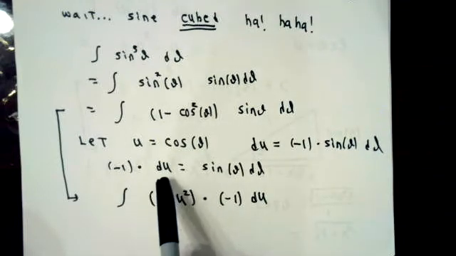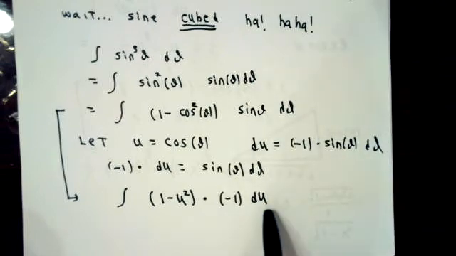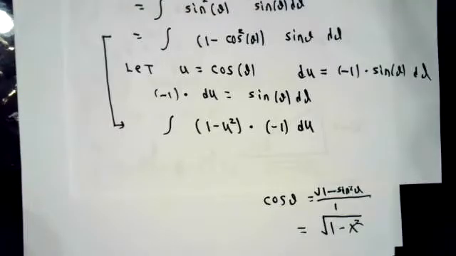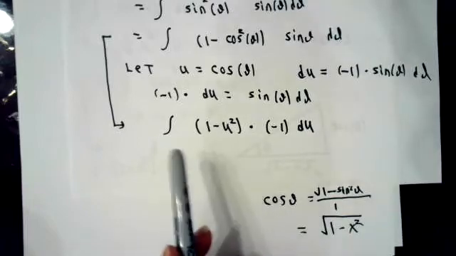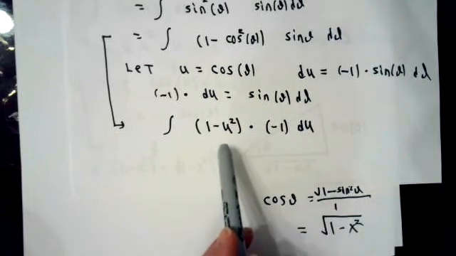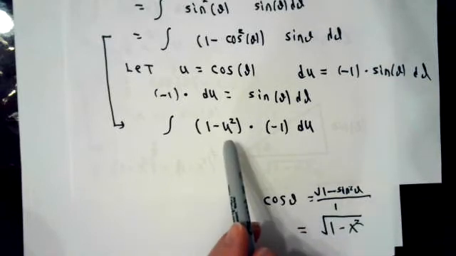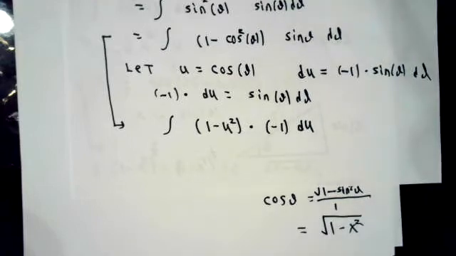Negative 1 du is sine theta d theta, negative 1 du. So this is going to turn this just into a polynomial. To make life a little bit easier on myself, I'm going to use the associative law to group together the quantity 1 minus u squared multiplied by negative 1. The negative of 1 minus u squared is u squared minus 1, so there is no need to carry this extra negative sign around with it.